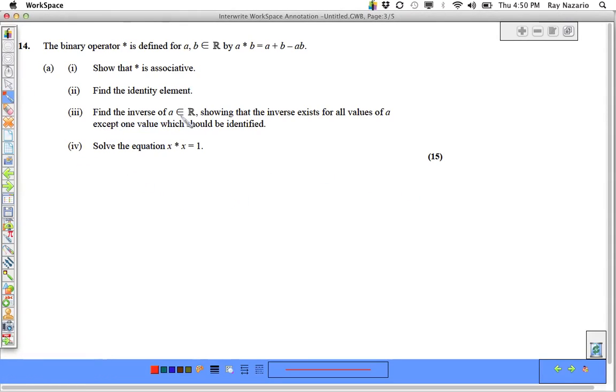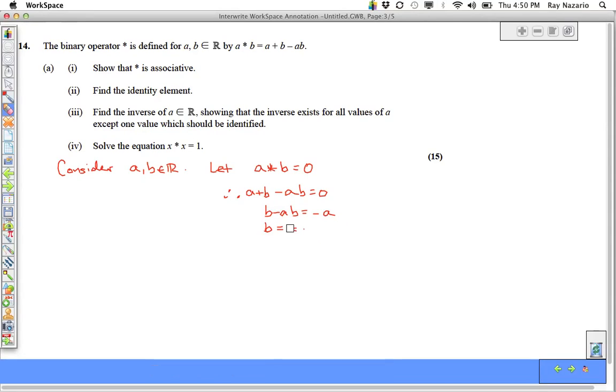All right. Find the inverse of a element of the reals. So we're going to just consider two elements, a and b. And we're going to set up the equation a star b equal the identity. And we're trying to solve for b that satisfies this. So we get a plus b minus ab equals 0. I'm solving for b, so I'll kick the a over to the right side, factor, and divide. So I'm skipping a step here up to double equal. I love those.